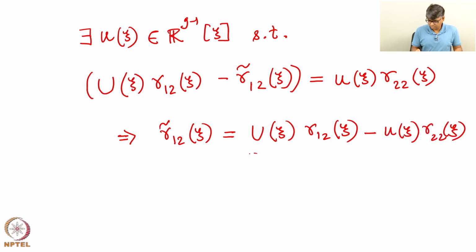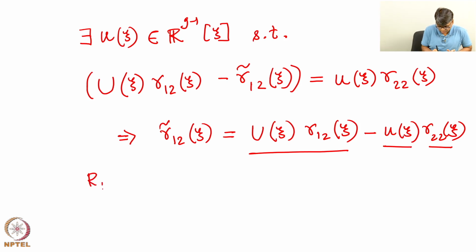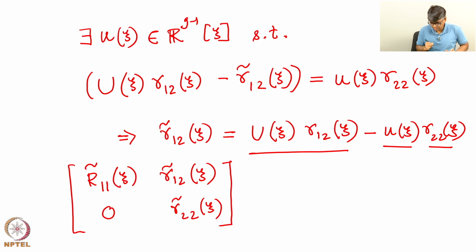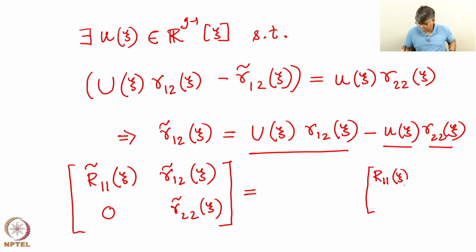Let us check the sizes. This is a G minus 1 size vector. This also is a G minus 1 size vector. This is a scalar. This is fine. Okay. So, now let us see what we have. We have R tilde xi given by R11 tilde xi, R1 to tilde xi, 0, R22 tilde xi. That is R tilde xi, right. What have we proven? At the moment the behaviors are equal, we have this to be equal to R11 xi here, R12 xi here, 0 and R22 xi here, right.